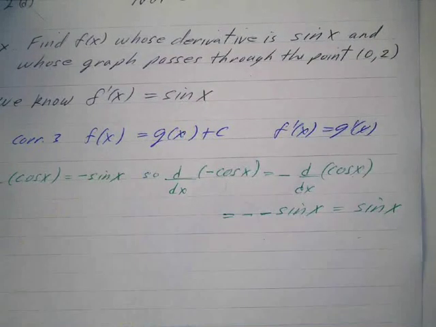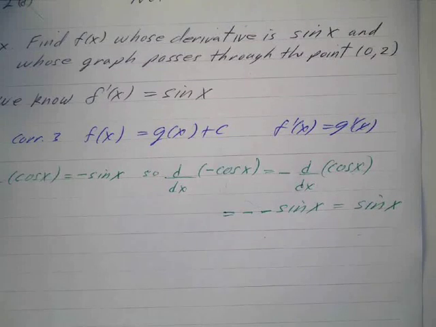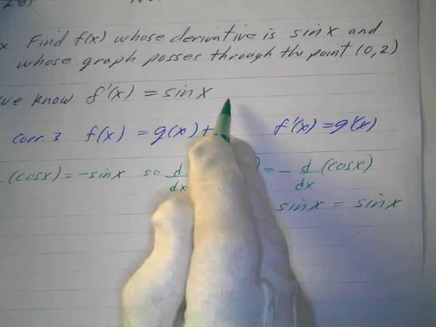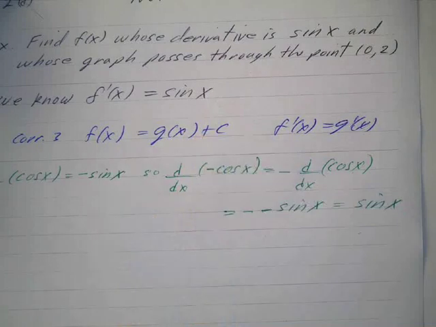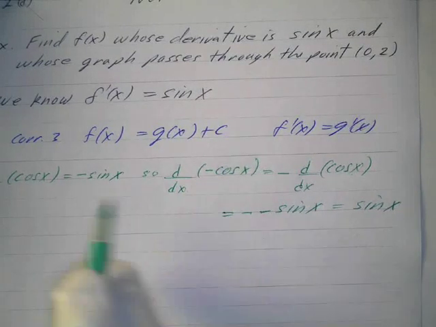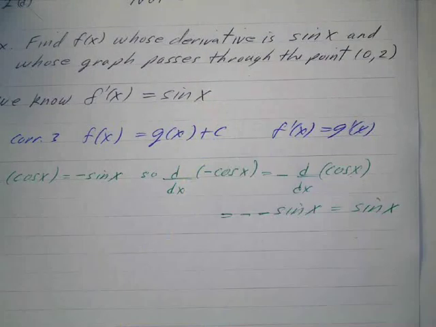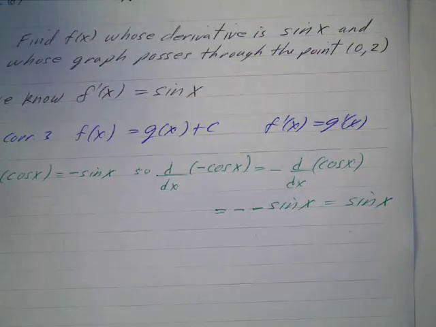And that pretty much satisfies what we want, except we have to take into consideration that it could be something else. It could be like negative cosine of x plus 4, or plus 5, or plus 6. We don't know because there's going to be a constant involved. That's the whole trick.